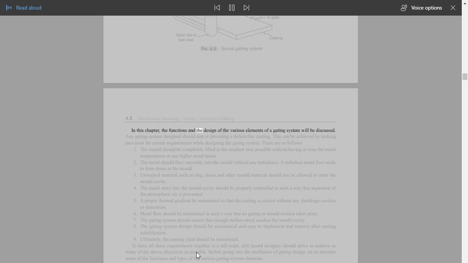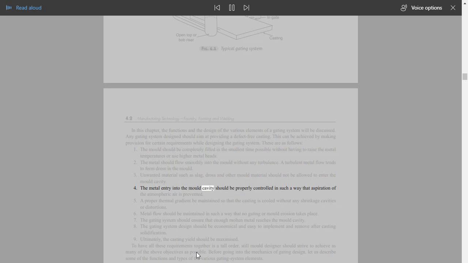In this chapter, the functions and the design of the various elements of a gating system will be discussed. Any gating system design should aim at providing a defect-free casting. This can be achieved by making provision for certain requirements while designing the gating system. These are as follows. 1. The mold should be completely filled in the smallest time possible without having to raise the metal temperatures or use higher metal heads. 2. The metal should flow smoothly into the mold without any turbulence. A turbulent metal flow tends to form dross in the mold. 3. Unwanted material such as slag, dross and other mold material should not be allowed to enter the mold cavity.